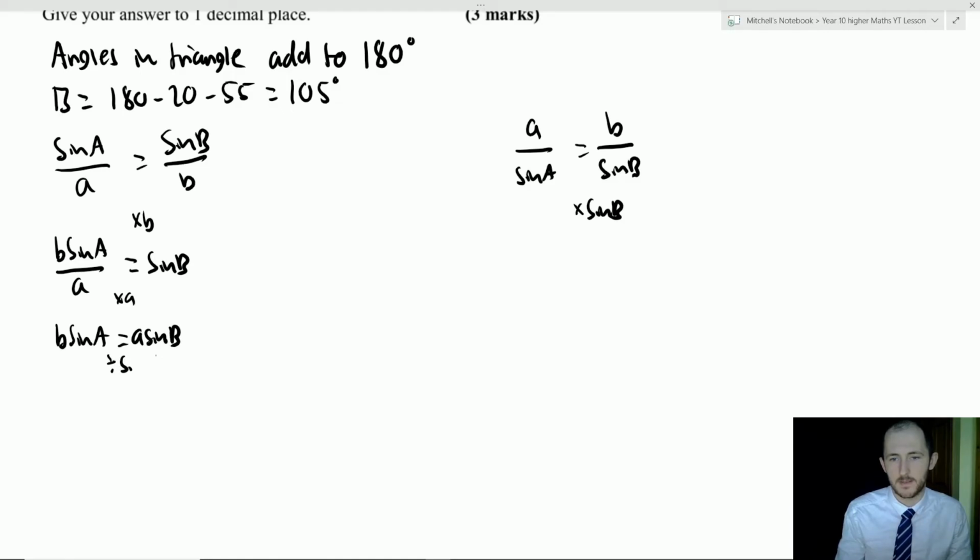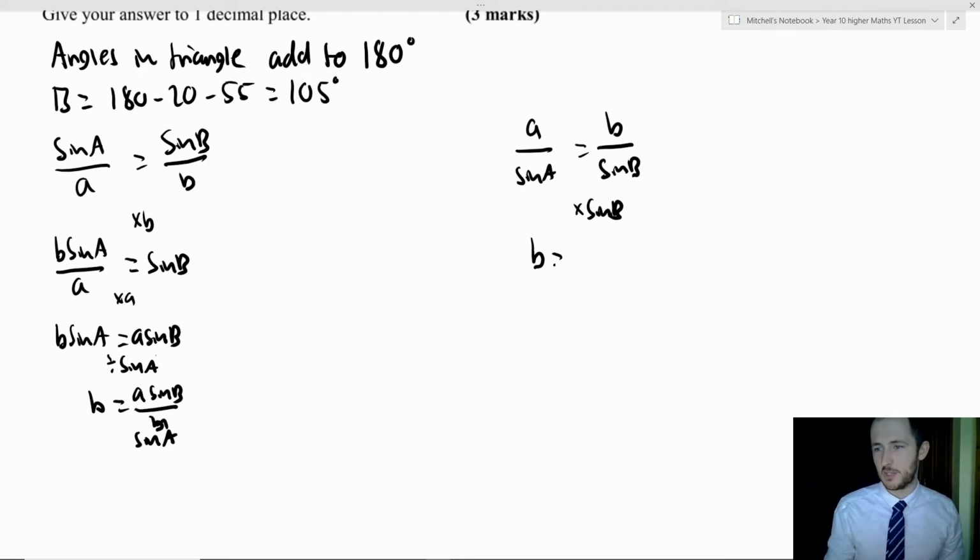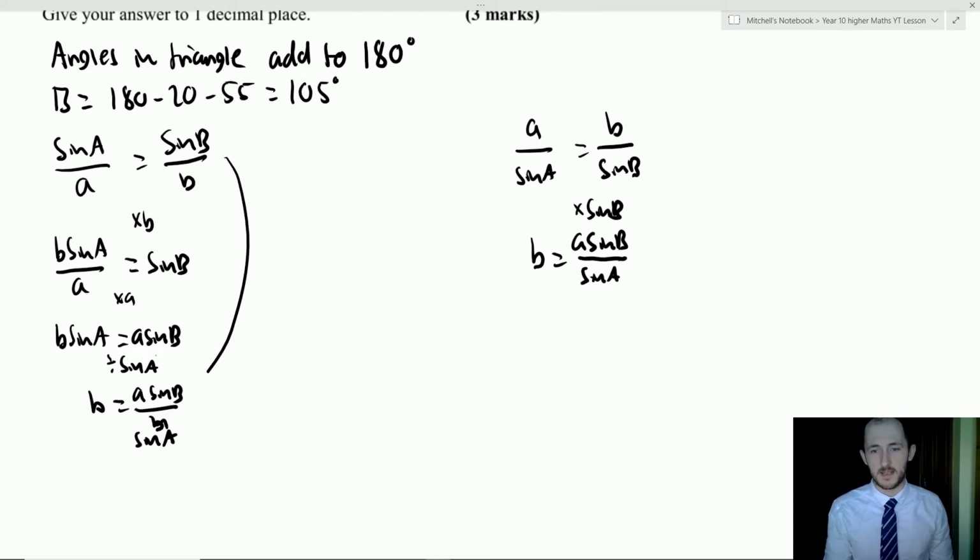Divide both sides by sine A. B equals A sine B... Whoops, that was a dreadful mistake. Over sine A. So again, you might wonder, why would you not just use the method for remembering two equations? But some people don't like doing it, and that's totally fine. It's up to you. I don't think rearranging is that difficult because I can go straight from here to here.